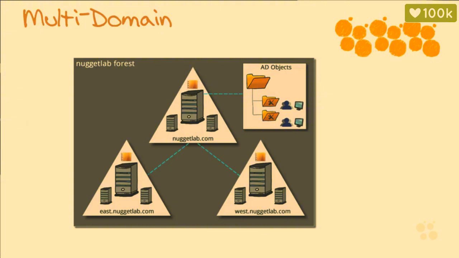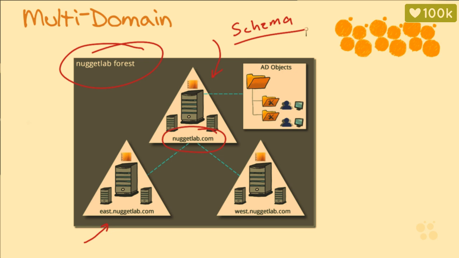So remember, when we create our nuggetlab.com domain, we are operating in a forest called NuggetLab. Now, the forest shares characteristics between the domains, doesn't it? For instance, in this nugget, you and I will create eastnuggetlab.com. Notice this is a child domain off of our parent domain of nuggetlab.com. And all of these domains we could create in here are going to share characteristics, like a big one would be the schema of Active Directory.